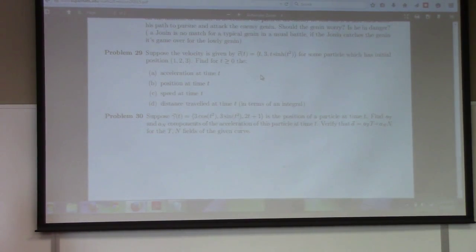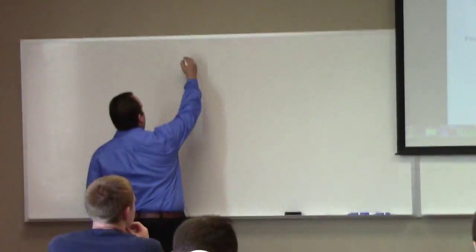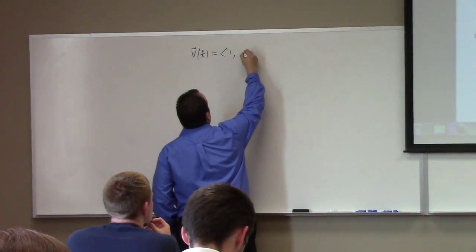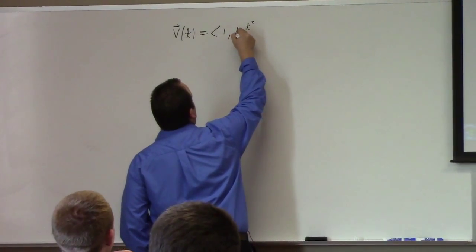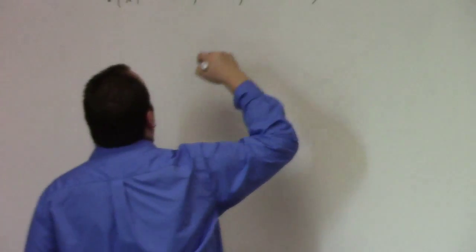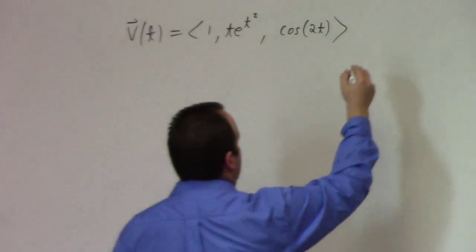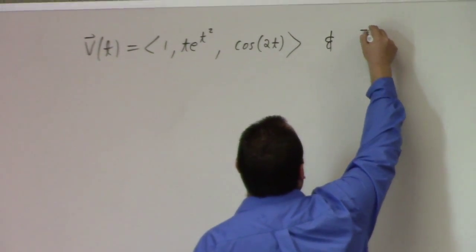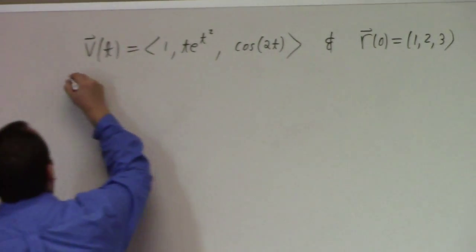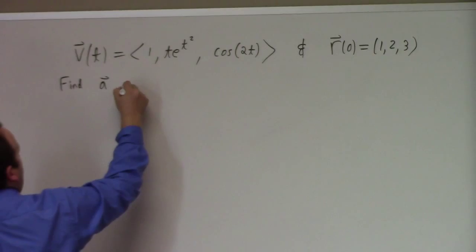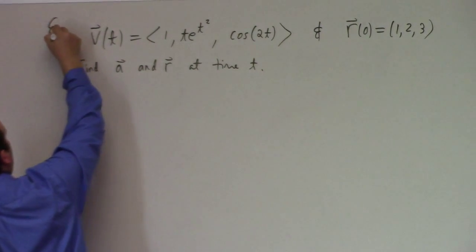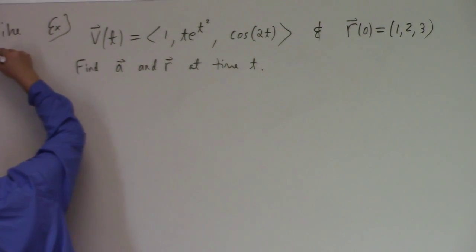Would you guys let me do a related but similar problem to that one? If I had that the velocity at time t was equal to 1, e to the t squared times t, and then, I don't know, cosine of 2t. Suppose that was the velocity at time t, and I'm also given that the position at time 0 was equal to 1, 2, 3. Then I could say, find the acceleration and the position at time t. So this is like 29b.